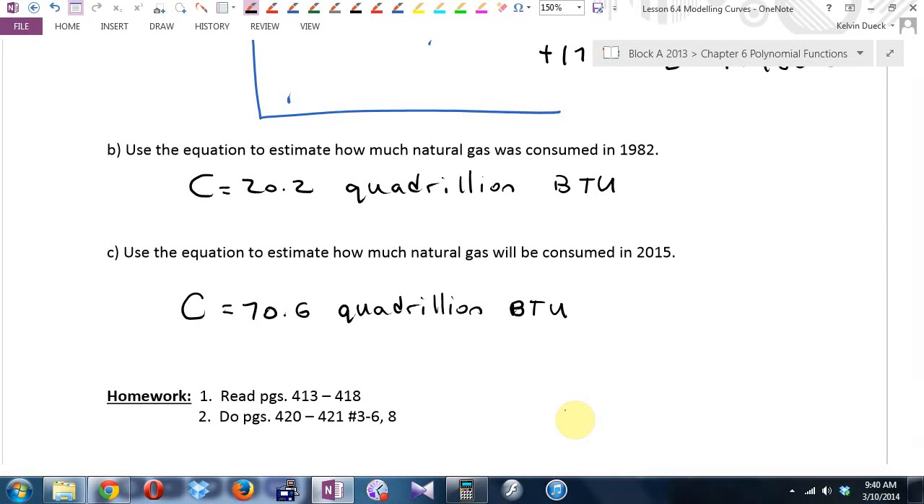Homework. You need to practice this a little bit. Try from page 420 and 421, numbers 3 to 6 and number 8. I skipped the ones where you're entering 50,000 pieces of data.